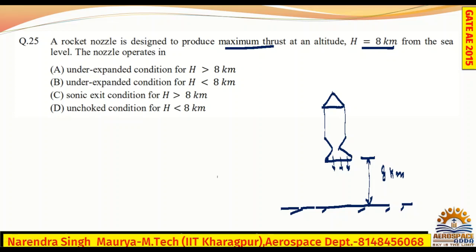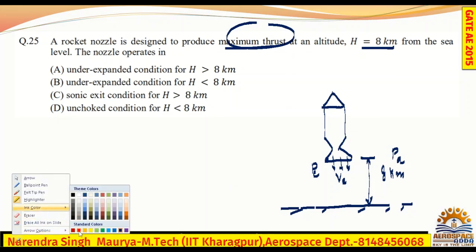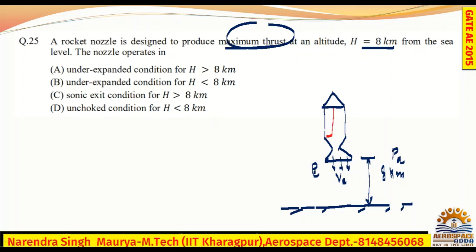Now for this rocket, they are talking about the maximum thrust. See, this rocket is flying. Whatever the exit pressure, it will be PE, and the atmospheric or ambient pressure is PA. At the same time, the exit velocity is VE. Here we have a propellant burning, so the mass flow rate of the propellant is m dot.